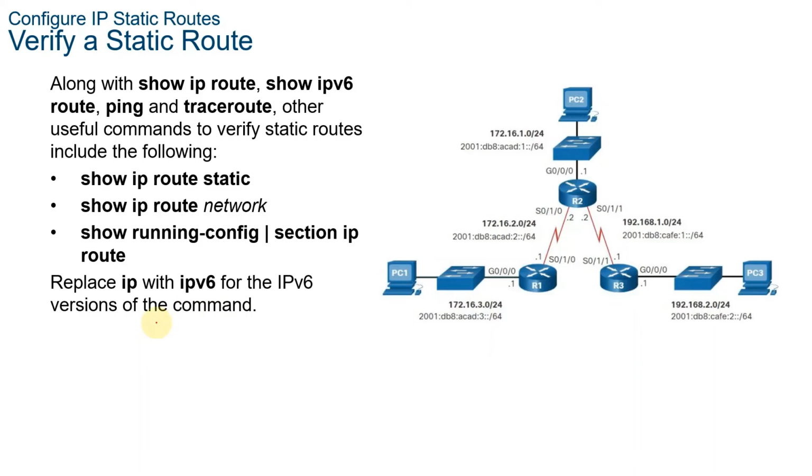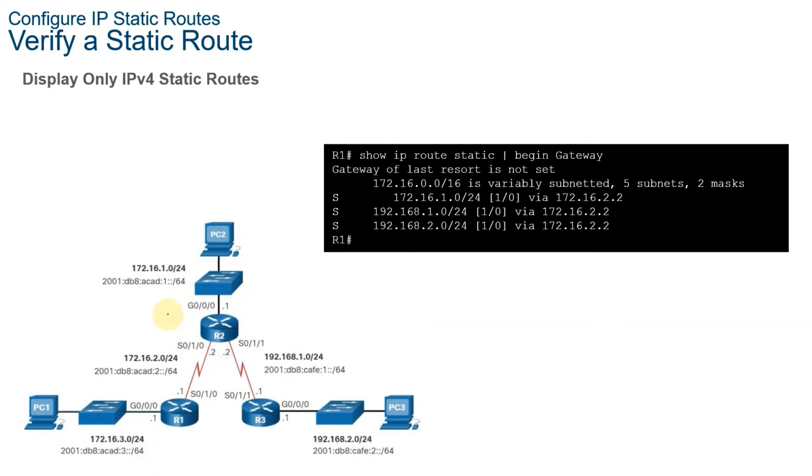Next, how do we verify a static route? Along with show ip route, show ipv6 route, ping, and traceroute, other useful commands to verify static routes include show ip route static, show ip route network, and show running-config piped to section ip route. For IPv6, we just need to replace ip with ipv6, and that will work the same. So, verifying a static route.